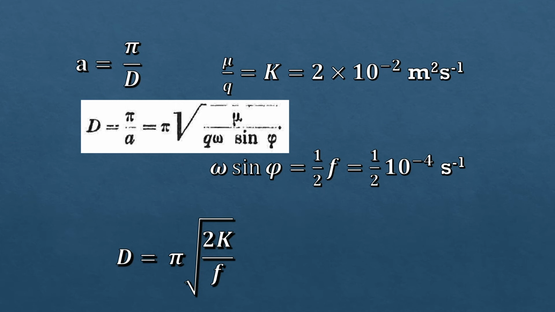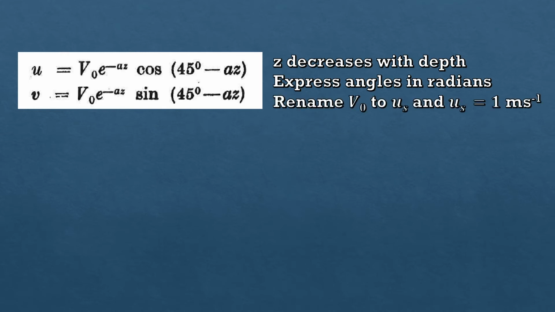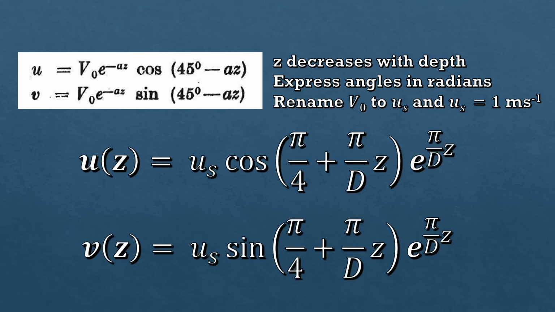And now a few more changes. We let z decrease with depth now instead of increase. We express the angles in radians instead of degrees. And lastly, we rename the surface current V0 to US and give it a generic value of 1 meter per second. And then we rewrite the equations so we get this.